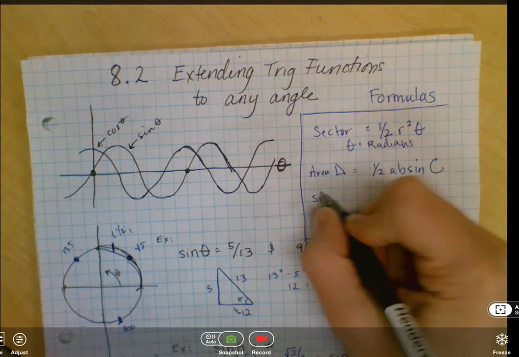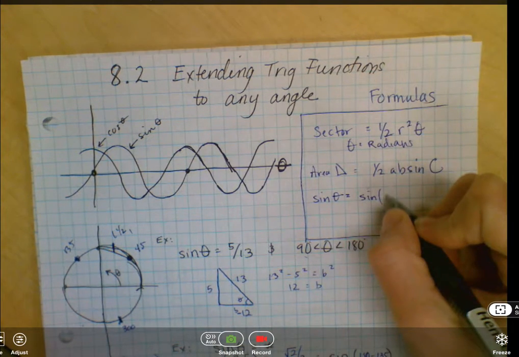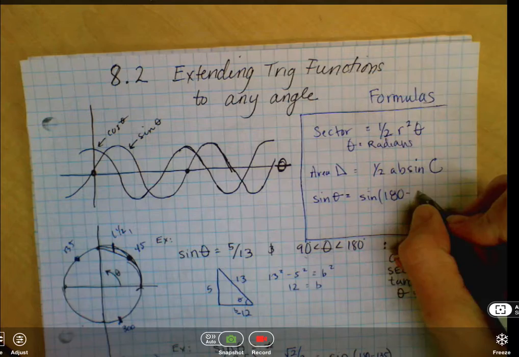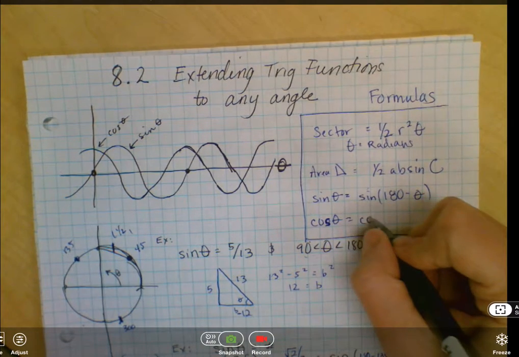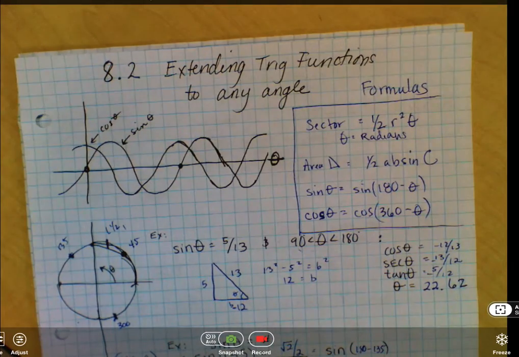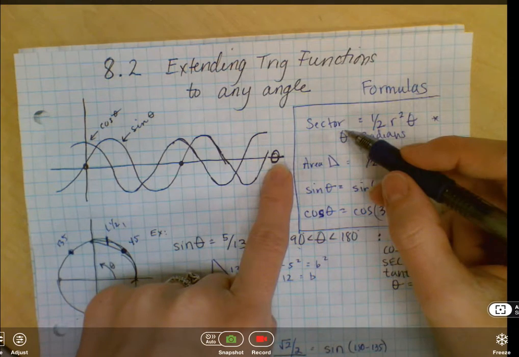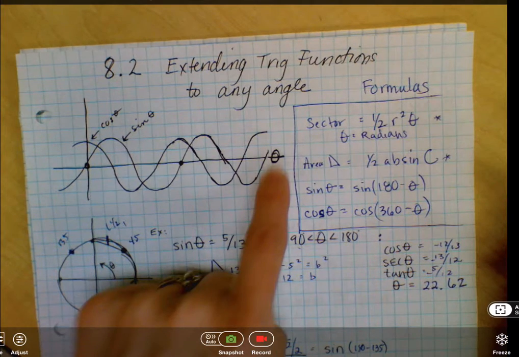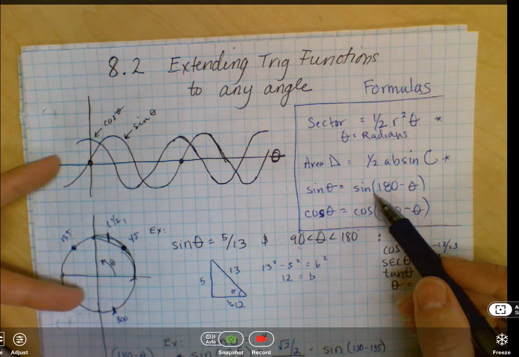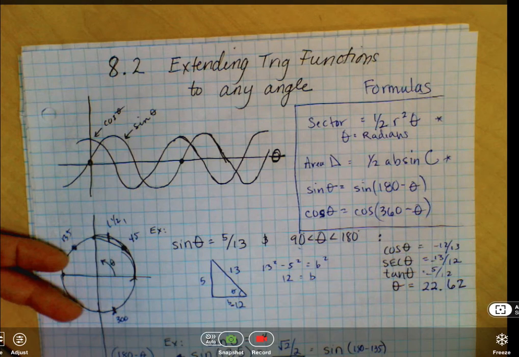So the sine of theta can be written as the sine of 180 minus theta, and the cosine of theta can be written as the cosine of 360 minus theta. So those are some of the rules that came out of this section. These two are in your formula sheet, so be sure that they'll probably show up pretty frequently. You can memorize them, or you can always relate back to your unit circle. So do feel comfortable with your unit circle. It's going to be one of the most powerful tools that you have. All right, let's move on.